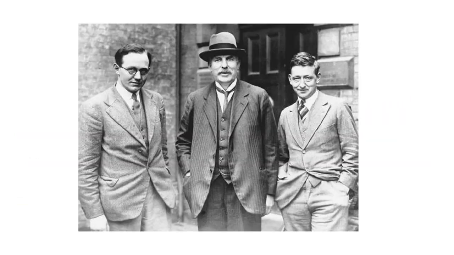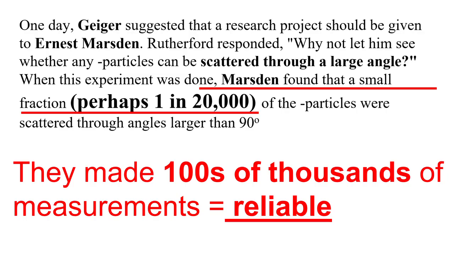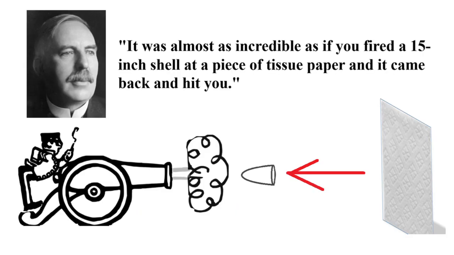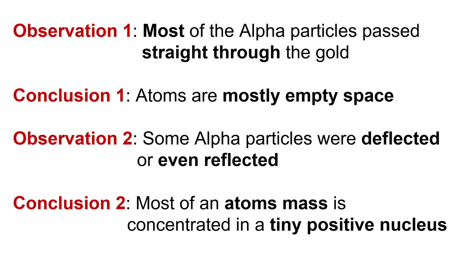dense nucleus. So here are the three lads who did the experiment, and you might want to play and pause while we read through what they were talking about. The main thing is they made hundreds of thousands of measurements, which made it reliable, and he found that some alpha particles were deflected or reflected, and he thought it was the equivalent of firing a cannon at a piece of tissue and the cannonball coming back to hit you. It was just incredible.